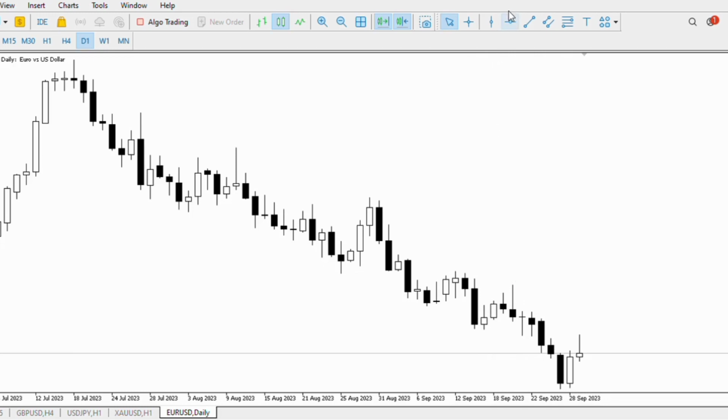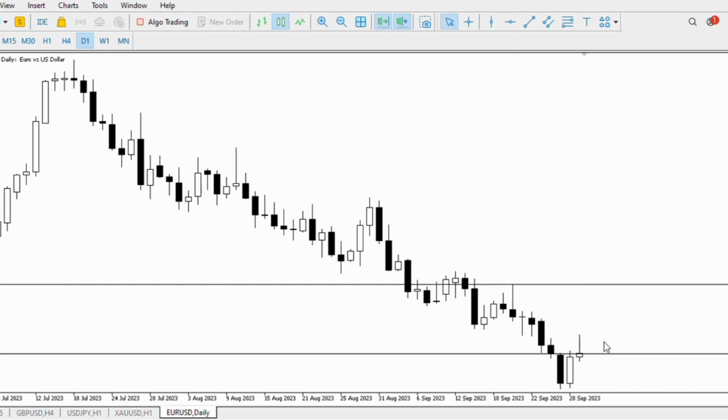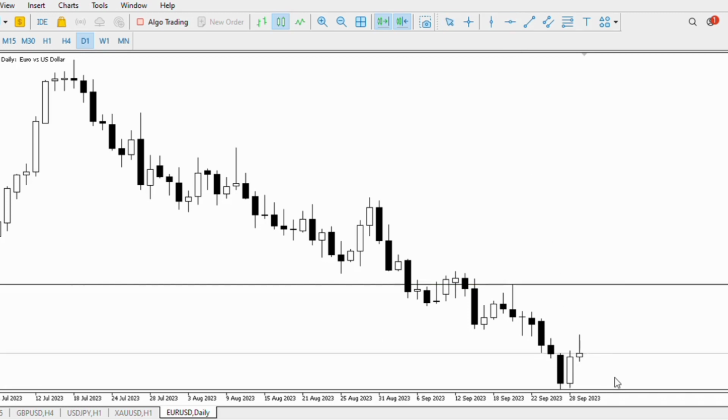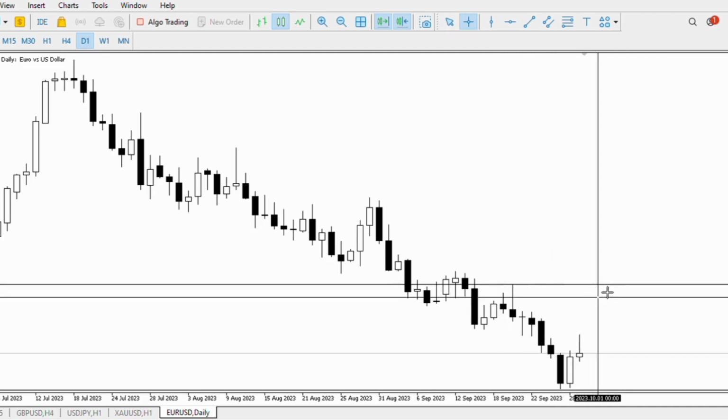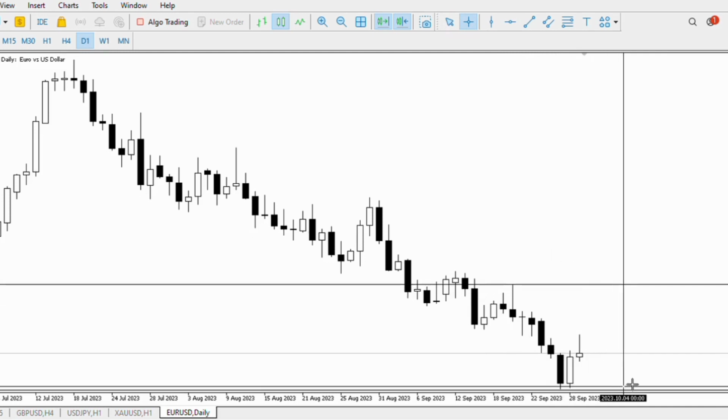So I'm going to quickly put a level right here to signify the high of Euro USD on the daily time frame. Now as you can see, this is our high right here. Now let's also put one for our low. So this is our low on Euro USD. It means currently we are looking at price in between this level and this level.